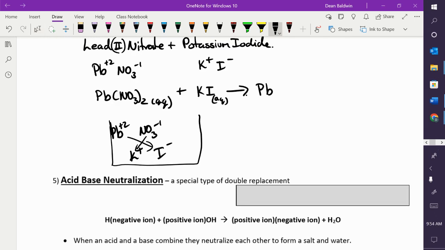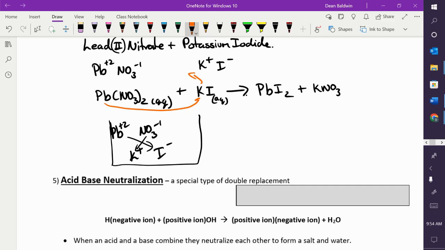Pb, which is 2 plus, and the iodine, which is minus 1. So I'm going to get PbI2 plus the potassium and the nitrate, which is KNO3. Does that make sense what happened there? The metals are just switching. Essentially, the lead comes over and kicks out the potassium. So then we get lead iodide, potassium nitrate.